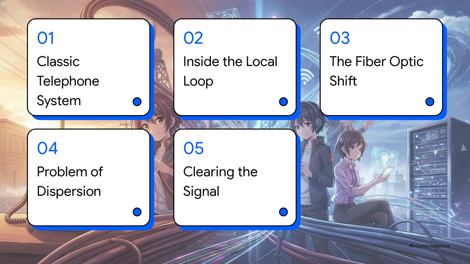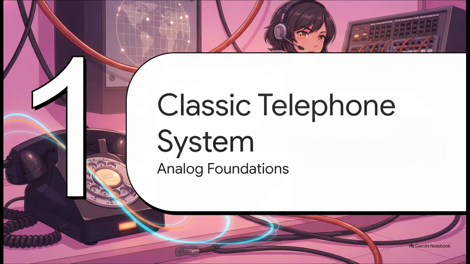Okay, let's dive right into our roadmap for today. We're going to start with the classic telephone system, move inside the local loop, and then explore the huge fiber optic shift. After that, we'll unpack this major headache called dispersion, and finally, we'll see exactly how engineers clear up that optical signal. All right, starting off with Section 1, the classic telephone system and its analog foundations.